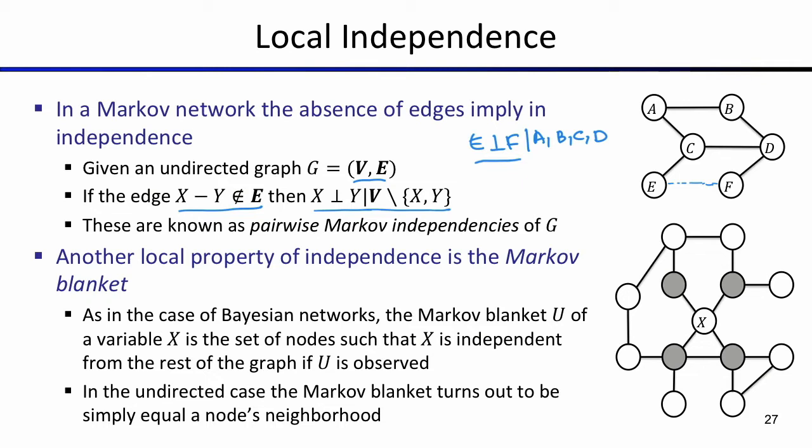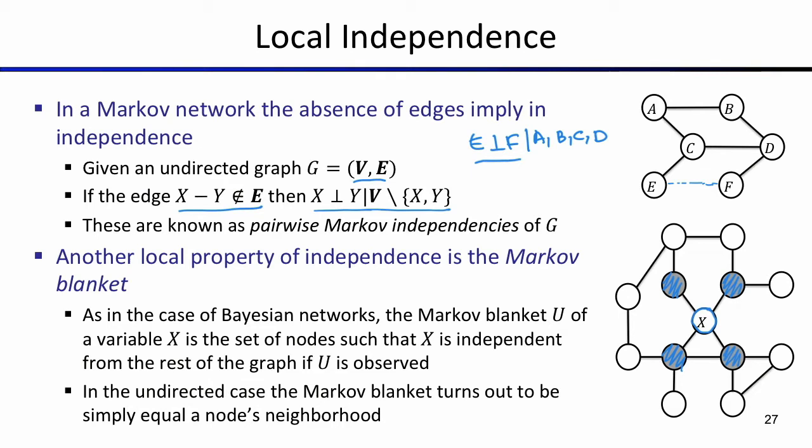We also have another local property of independence that is the Markov blanket. And we haven't seen this before in the context of Bayesian networks. So the idea is the same, right? The Markov blanket is a set of variables such that when we observe this set, it makes x independent of the whole graph. We can see one example here. We have the variable x here. If we observe the Markov blanket of x, that's going to be all those variables here that are neighbors of x, then I'm going to isolate x from the remainder of the graph.